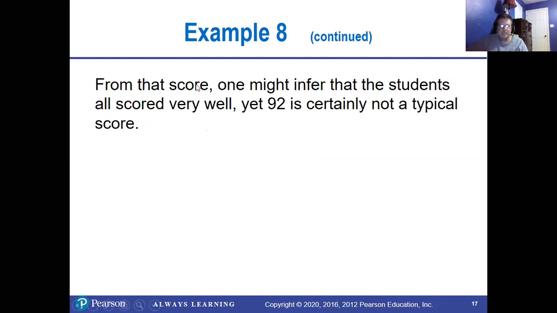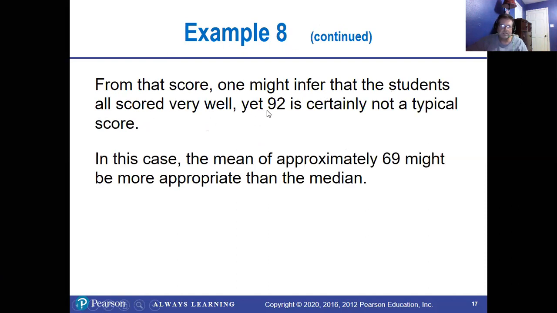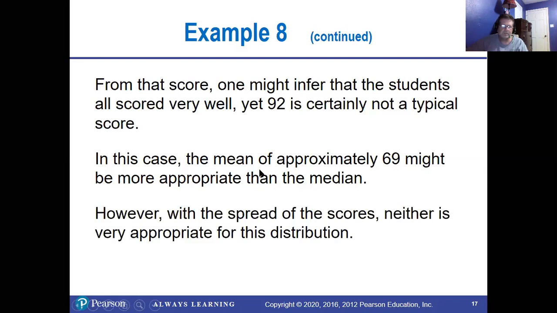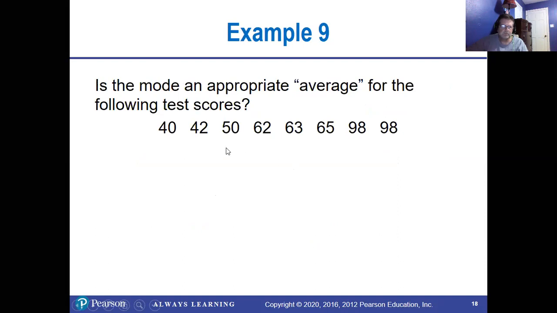Okay, so from that score, one might infer that everybody did well because the middle grade was a 92. But the mean would have said the average was a 69. Okay, which meant it's a failing average. It says, however, with the spreads of the scores, neither is very appropriate. So none of those would work very well.